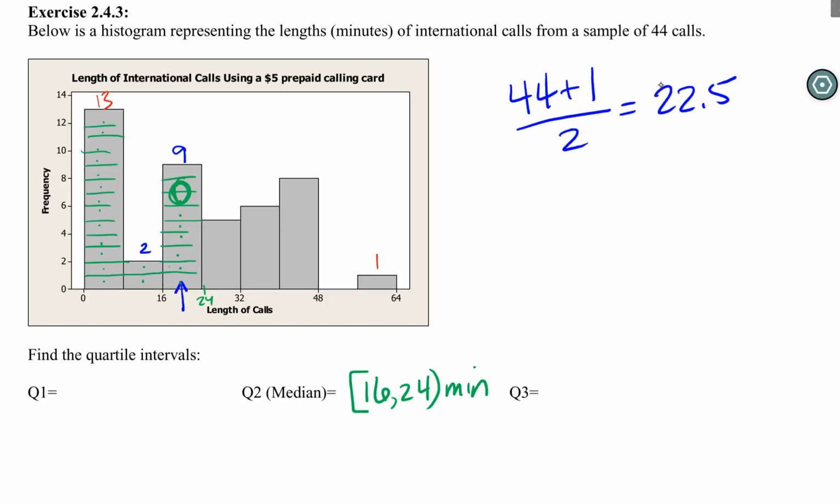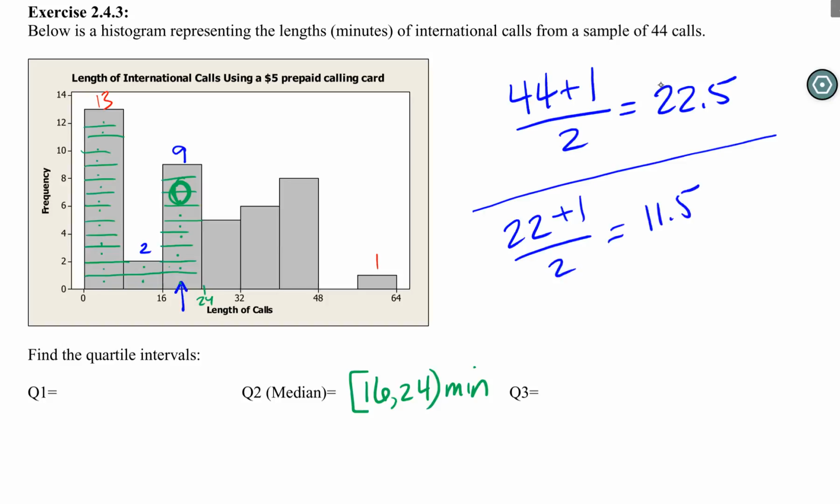Now, Q1 and Q3, equally difficult. Now we need to think about how many are in each half. So if there are 44 calls, that means there are 22 calls in each half of our data set, right? So we can do the same location formula, figure out that we need to find the 11th and 12th, and then do the same game. So 1, 2, 3, 4, 5, 6, 7, 8, 9, 10, 11, and 12 are both here, meaning that this is where Q1 lives, right? Q1 is somewhere in there, somewhere between 0 and 8 minutes.